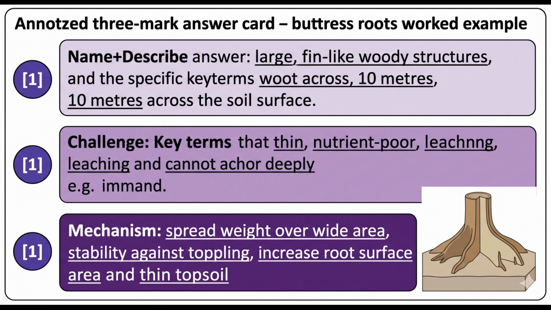Challenge, 1 mark. Rainforest soils are very thin and nutrient-poor due to leaching, so trees cannot anchor deeply or obtain enough nutrients through deep roots. Mechanism, 1 mark. Buttress roots spread the tree's weight over a wide area of shallow soil, providing stability against toppling and increase root surface area for absorbing nutrients from the thin topsoil. 3 sentences, 3 marks. That is the framework at work. And the same structure applies to every adaptation in this video.